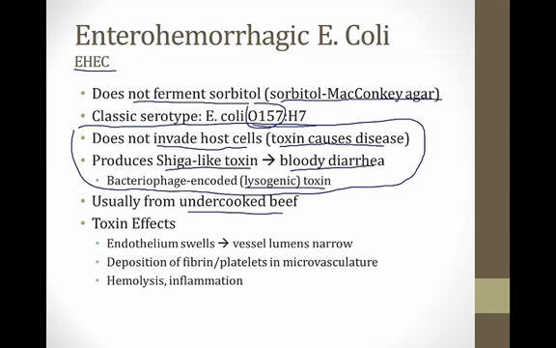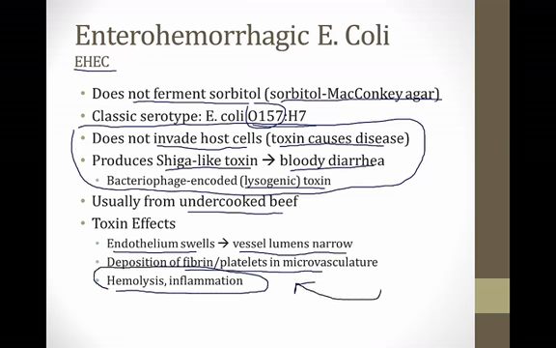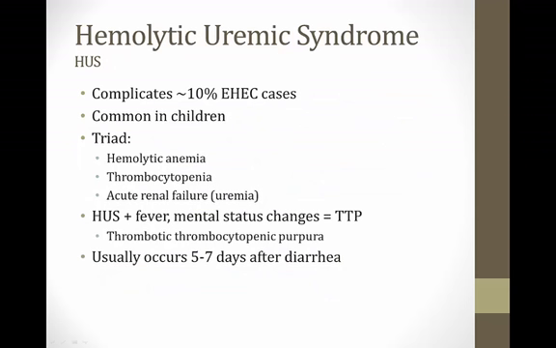It causes the endothelium to swell. This makes blood vessel lumens narrow. This leads to deposition of fibrin and platelets in the microvasculature, and you end up getting hemolysis and inflammation. And this is what is going to cause the bloody diarrhea in the colon. This is also what's going to cause the systemic toxicities if the toxin makes it into the bloodstream. So the feared complication of this infection is the toxin getting into the bloodstream and causing the hemolytic uremic syndrome, or HUS. This complicates about 10% of EHEC cases, and it's very common in children.